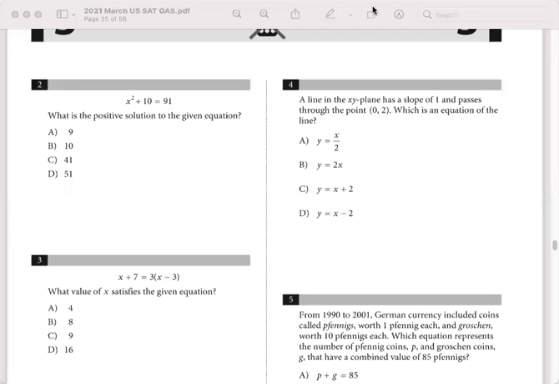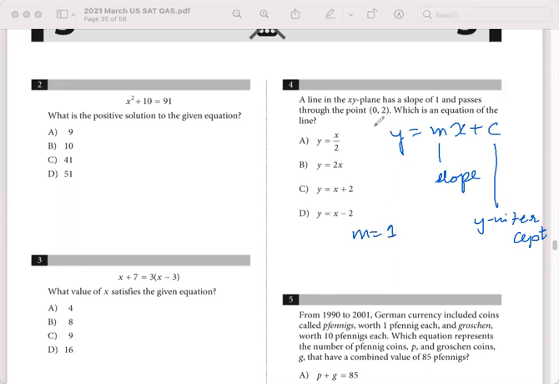Question 4. A line in the xy plane has a slope of 1 and passes through the point (0, 2). What is the equation of the line? So we can use y = mx + c, where m is the slope and c is the y-intercept. Okay, so since the slope is 1, m is 1, and since it passes through (0, 2), the y-intercept is 2. So the equation would be y = x + 2, option C.